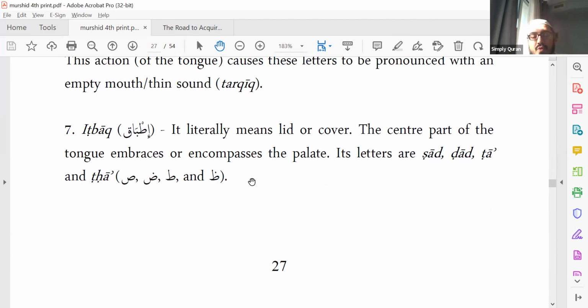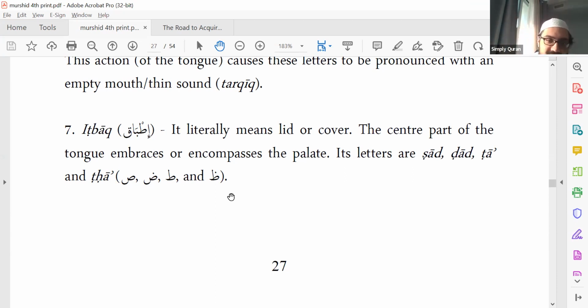Okay, so itbaq. Remember isti'la, the back part of the tongue raises. Whereas with itbaq, even the sides will come up like this. It will become like a plate, like a cover. All of it is embracing the roof of the mouth, so it's becoming very heavy. Sad, dad, ta, dha, right? So the full tongue, not only the back, is hugging the roof of the mouth. And these are only four letters.